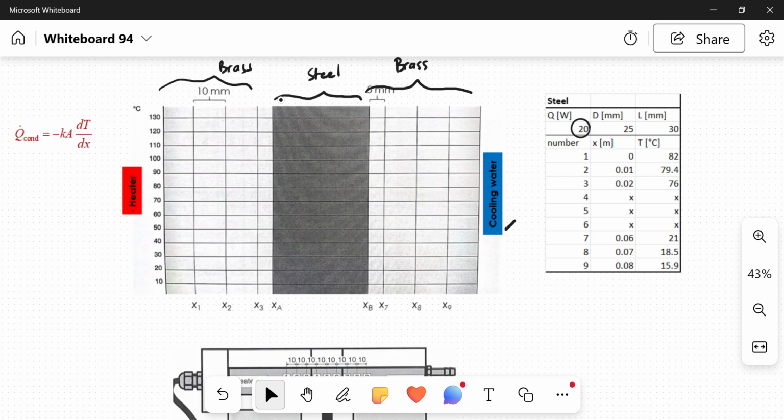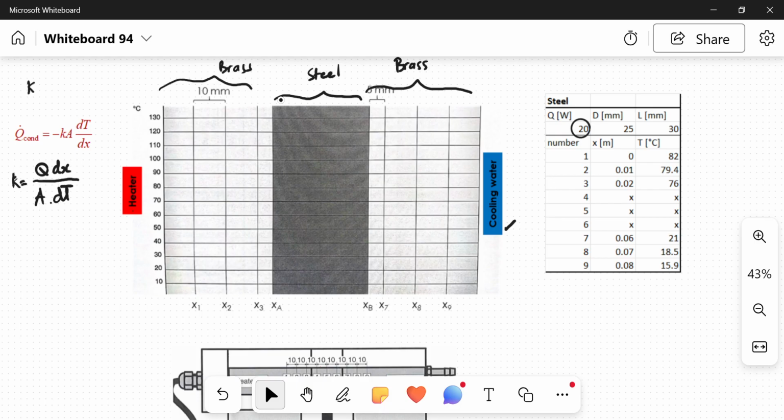So in this section, we need to find the thermal conductivity of steel. Based on Fourier's law of heat conduction, we know that Q is proportional to K A delta T and inversely proportional to delta X. If we manipulate this equation, we can find K equal to Q delta X divided by A and delta T.